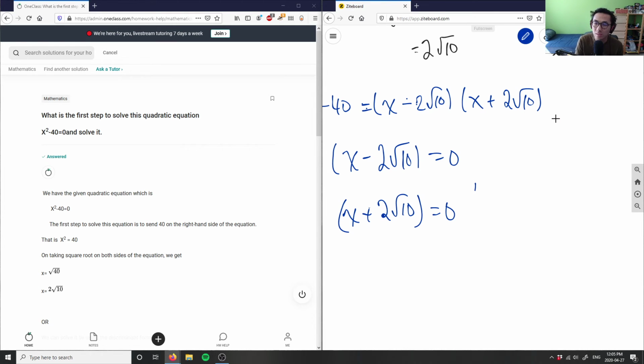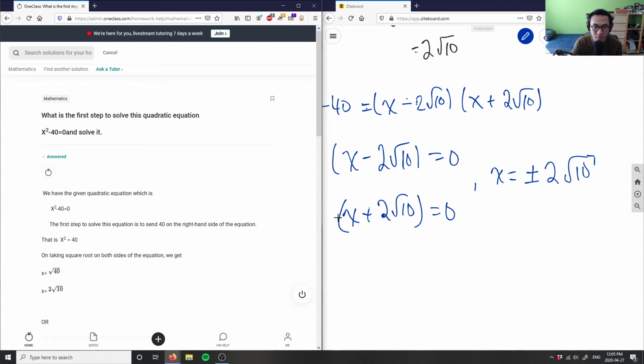X is going to be plus or minus 2 root 10 here. So x will equal plus or minus 2 root 10, and this will be our solution for this problem. As you can see, they also got x equals 2 root 10, but they only actually did one of these problems. It's only the positive one, and they're missing the negative 2 root 10 here.